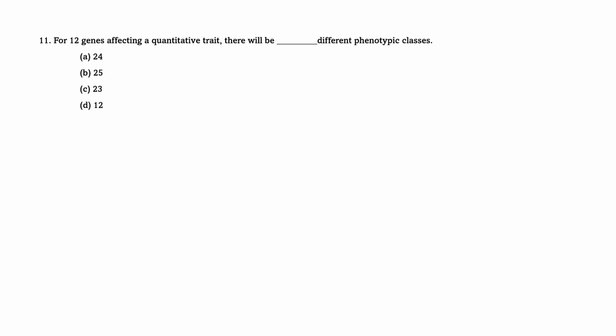So next one, for 12 genes affecting the quantitative trait, there will be dash number of different phenotypic classes. I already mentioned the formula for this. It is just 2n plus 1, where it is 12 into 2 plus 1, it is 25. So there will be 25 different phenotypic classes.